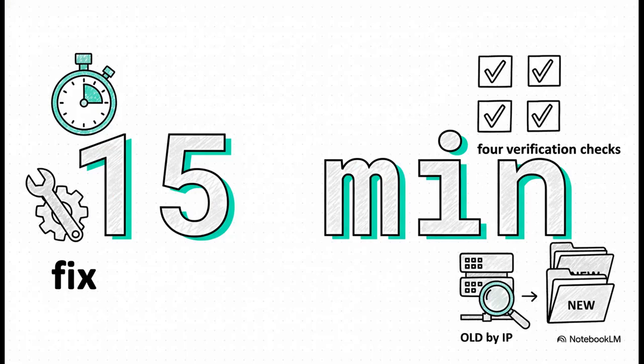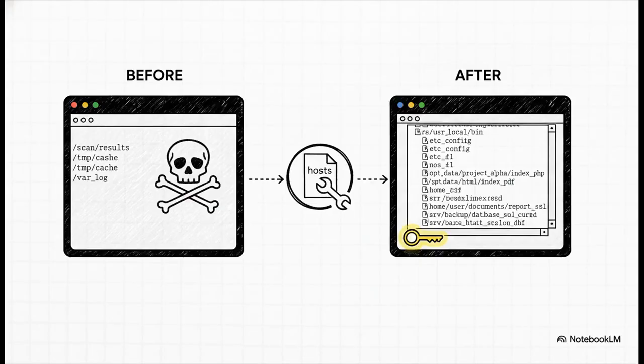So here's a powerful next step I want you to take. It'll take you maybe 15 minutes. Go apply the fix we just talked about. Run those four verification checks to prove to yourself that it's working, and then run a brand new directory scan and compare it against your old attempt that only used the IP address. You'll see the difference immediately, right there on your screen.